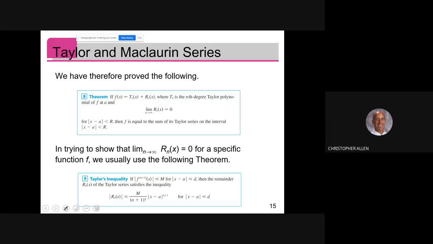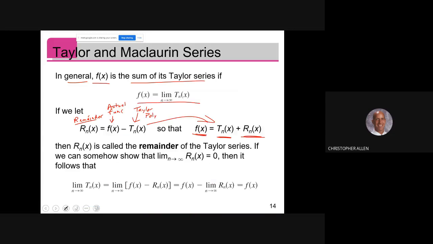Look at theorem 9, the Taylor inequality. This one we will use, okay? Here's what this one is saying. We know that the remainder of the function, the Taylor polynomial remainder, this remainder function has to be less than some value M divided by (n plus 1) factorial times the absolute value of x minus a to the n plus 1. Can you hold this right-hand side of this inequality in your head for just a second?